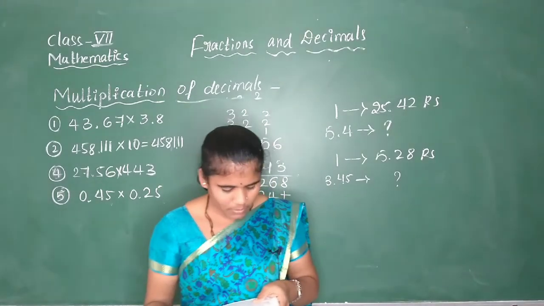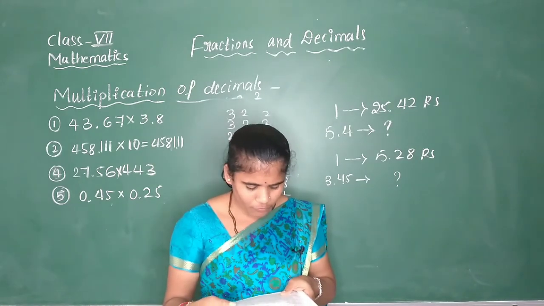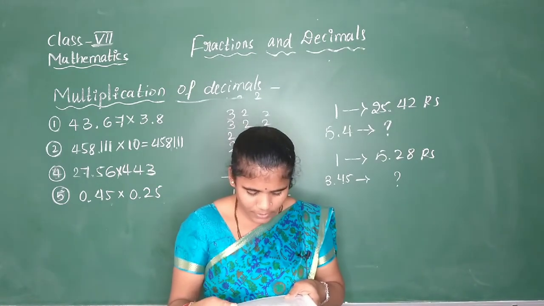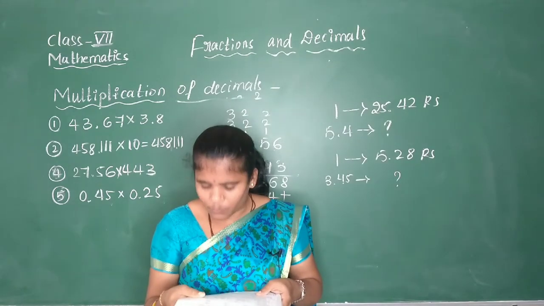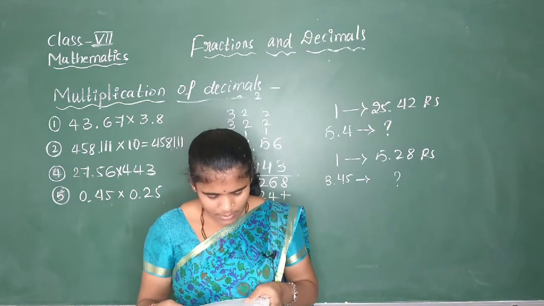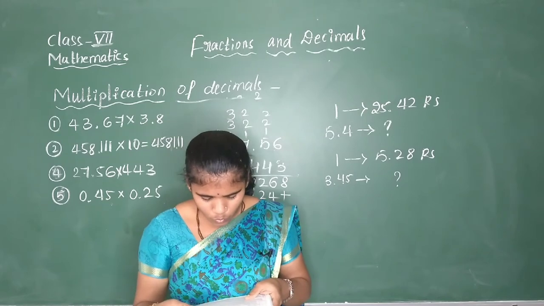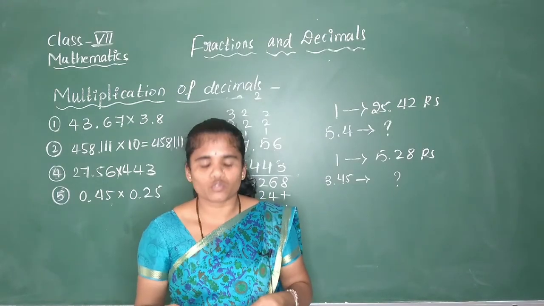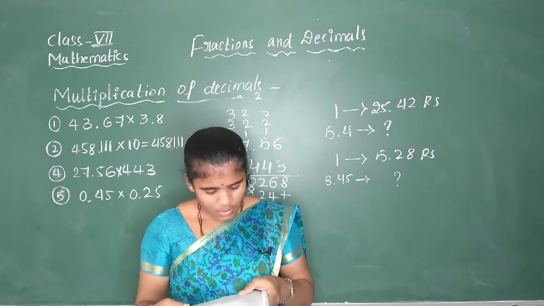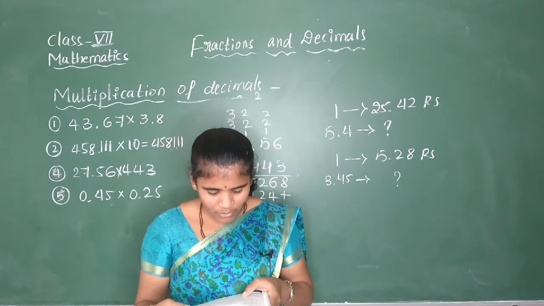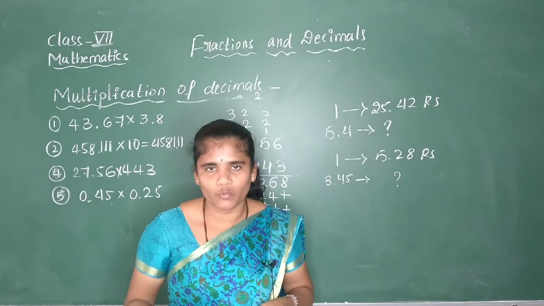And the next one, E one, find the cost of 55.8 kg of wheat if the cost of 1 kg of wheat is 27.74 rupees. Multiply those two numbers, you will get the cost of 55.8 kg of wheat.